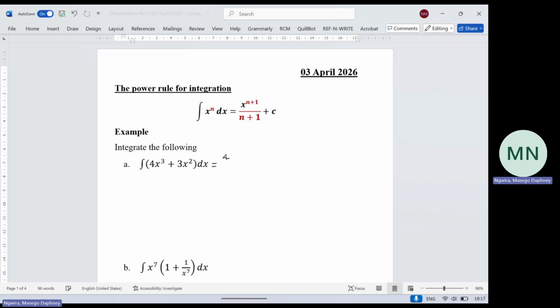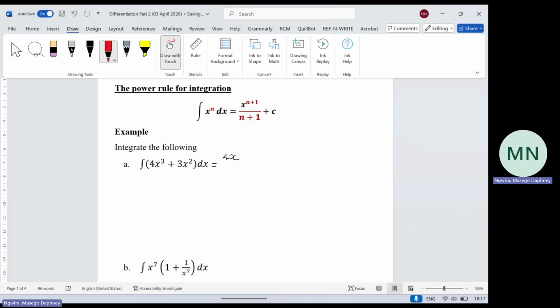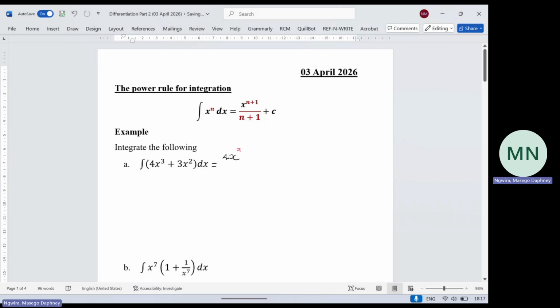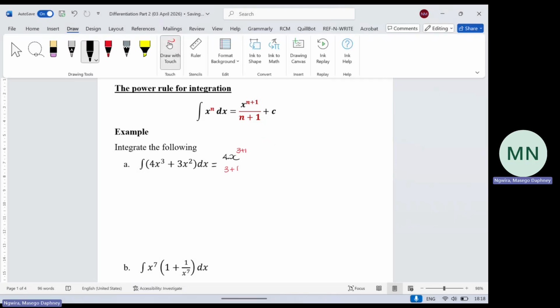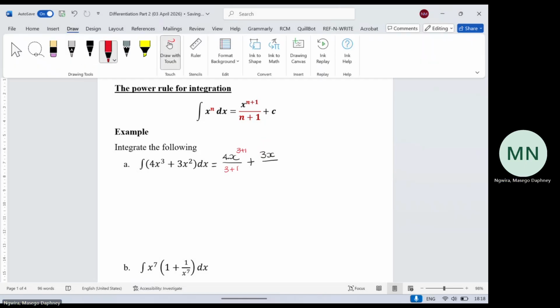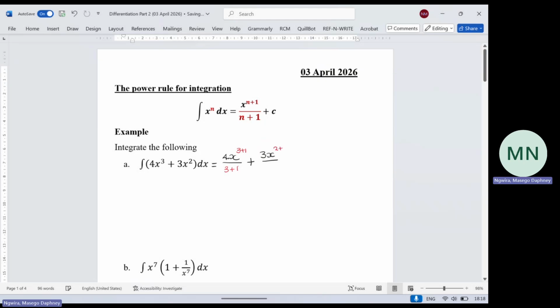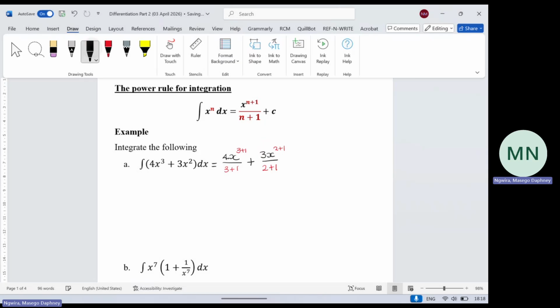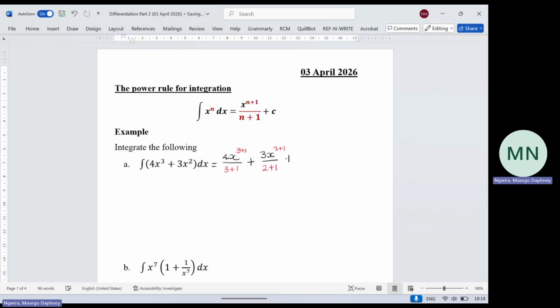4x to the power of, so it's going to be 3 plus 1, because we said it's n plus 1. So this will be 3 plus 1, then over 3 plus 1. And then we say plus, and then we're going to have 3x to the power of 2 plus 1, over 2 plus 1, and then plus c. So don't forget we add plus c.